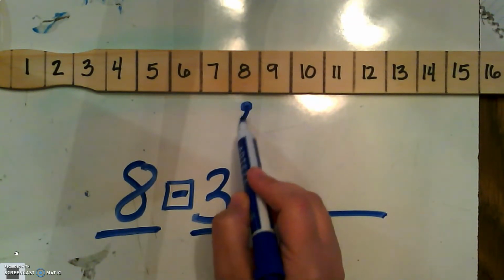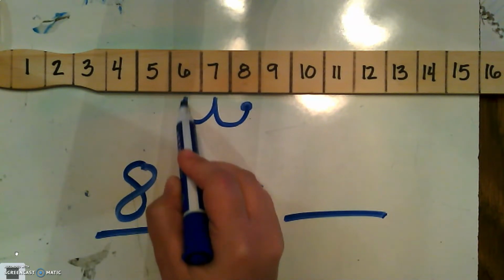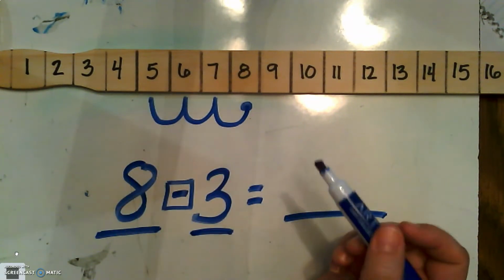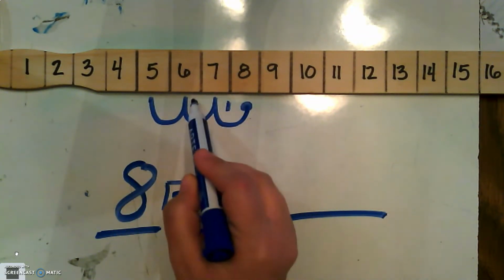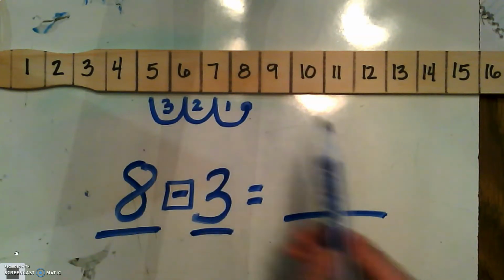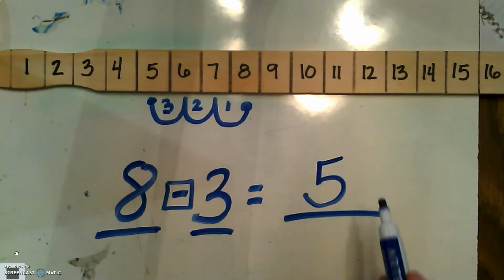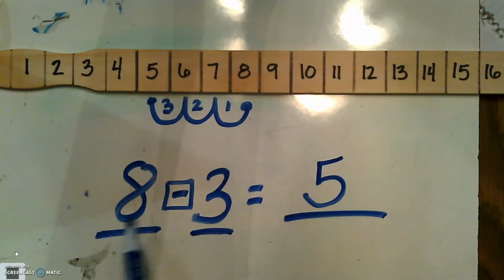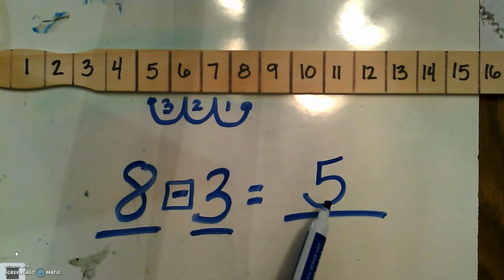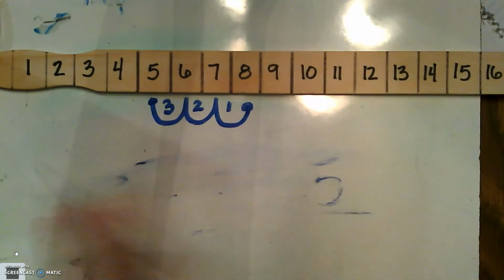Okay, so here we go. 1, 2, 3. And remember, I like to double check. So 1, 2, 3. So where did I end up? What number? 5. You are correct. So if I have 8 and I take away or I subtract 3, what am I left with? I am left with 5. So 8 minus 3 equals 5. Great job. Okay, let's do another one together.